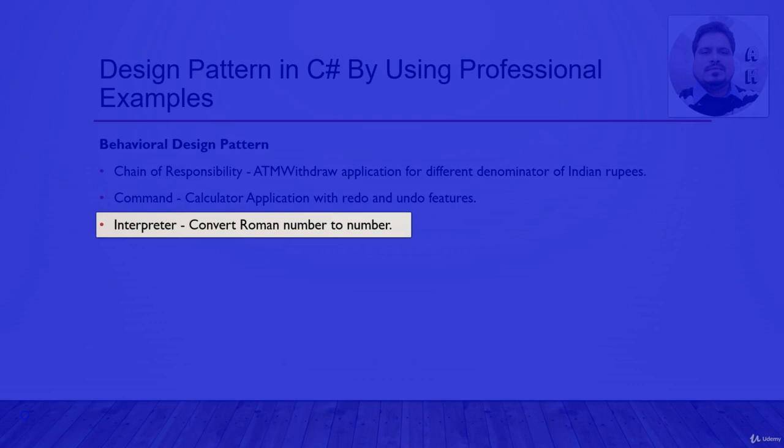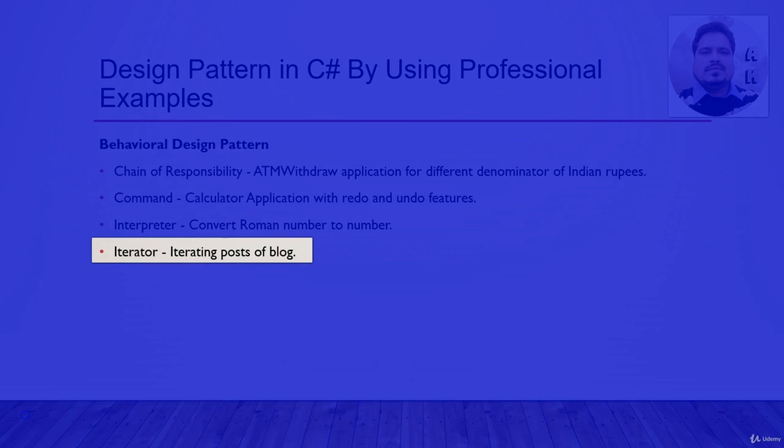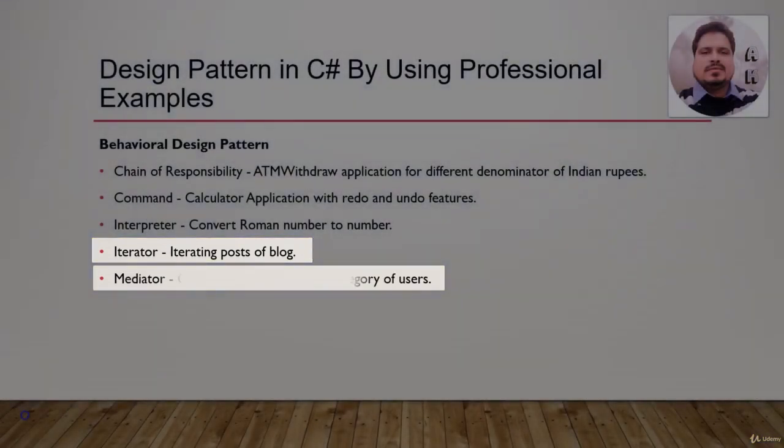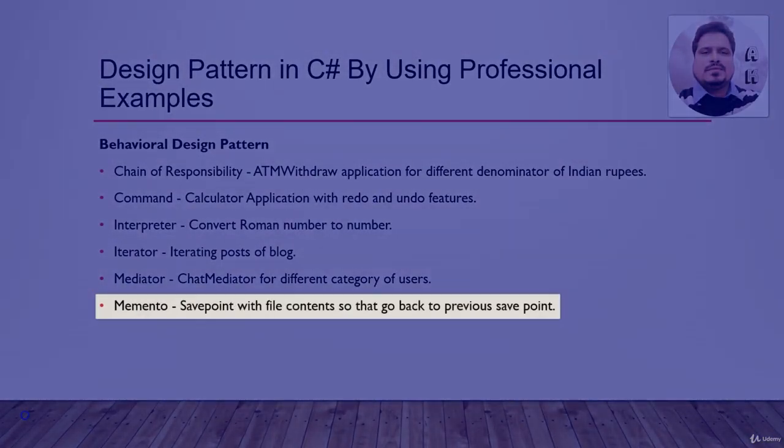Interpreter: we will use one application that converts Roman numbers to natural numbers. Iterator: here we will check iterating the posts of a blog. Mediator pattern: a chat mediator will be used for different categories of users like music category users, dance category users or any other user category.